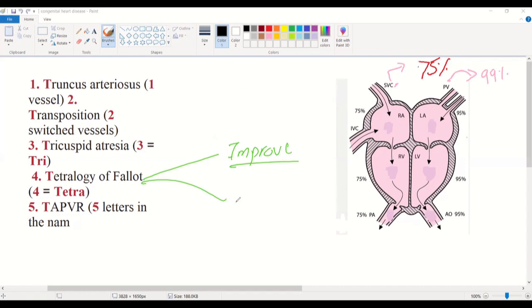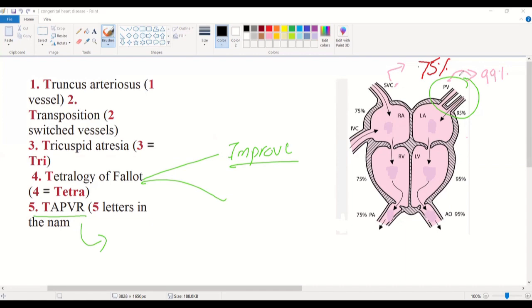What is TAPVR? This is total anomalous pulmonary venous return. It is simple: the pulmonary veins drain into the right atrium, right? Yes.